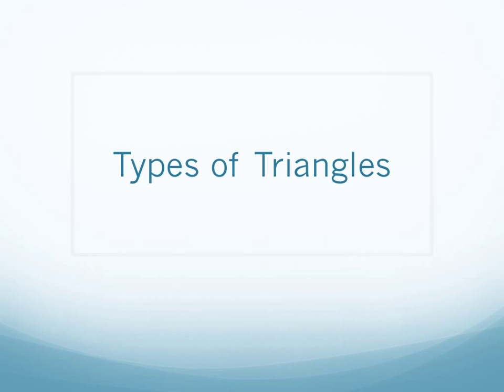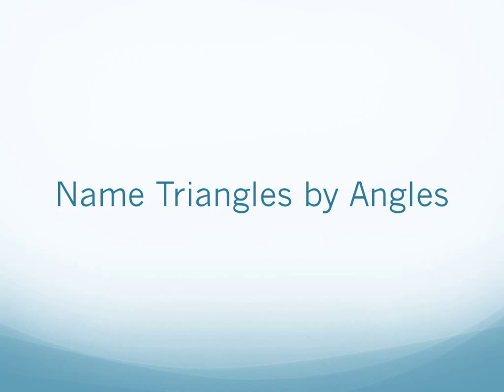Hello, boys and girls. Today you're going to be taking notes on the types of triangles. What you should have in front of you is a piece of construction paper that's folded into a flip book that has 6 flaps. The first thing we're going to discuss is ways to name triangles by angles. There are 3 flaps for naming triangles by angles.